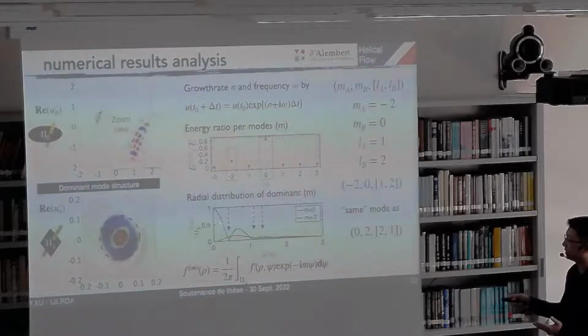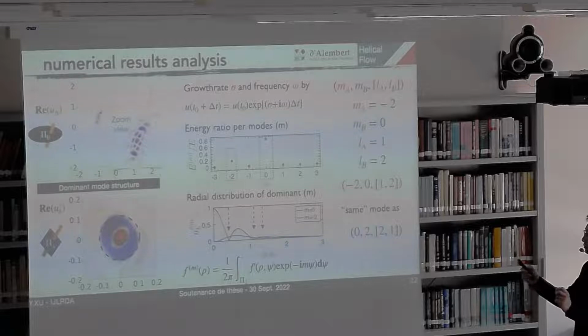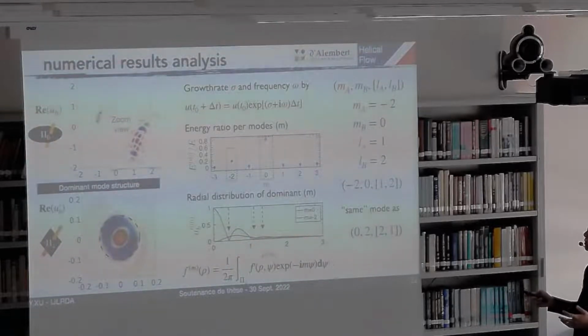In the same way, it's their radial distribution. We then name the modes following the methods used by Yonghui in the lab, where MB is the dominant mode, equals -2 and 0. LB is the label of each mode, which you can easily understand from how many brackets we have in the radial distribution.